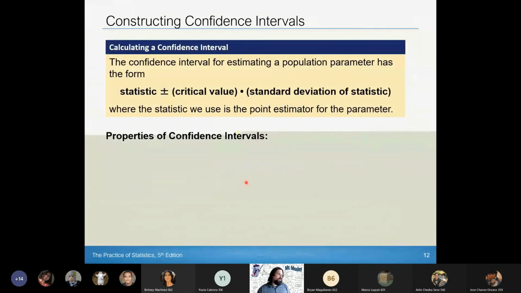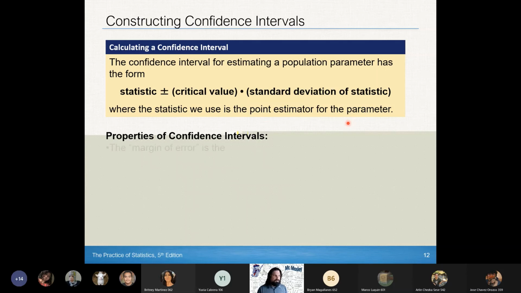Calculating a confidence interval. The confidence interval for estimating a population parameter has the form statistic plus or minus critical value times standard deviation of statistic, where the statistic we use is the point estimator for the parameter.